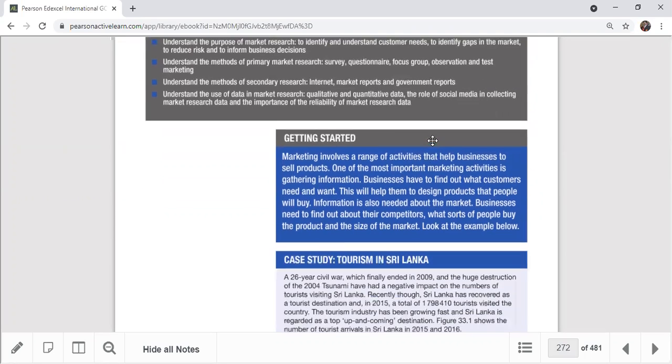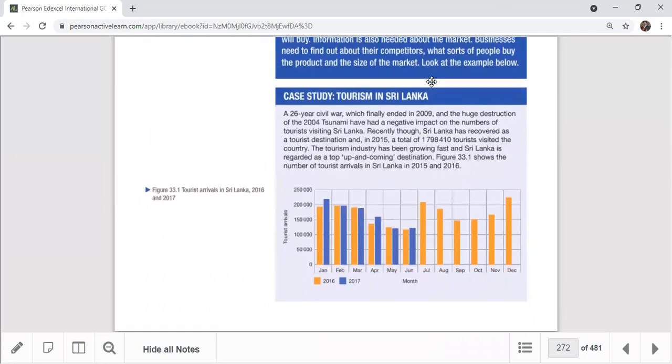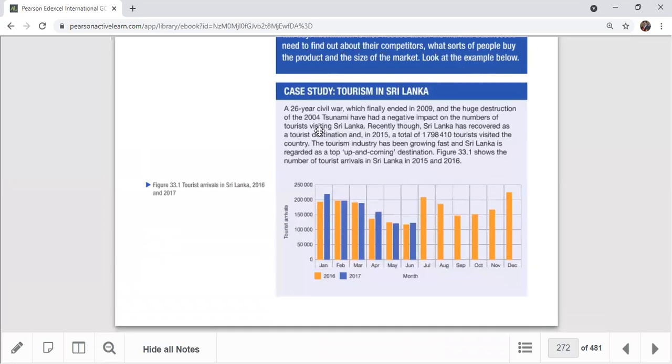First of all, we are entering into this with a case study, a Sri Lankan case study: tourism in Sri Lanka. You can see that after a 26-year civil war, which finally ended in 2009, and the huge destruction of the 2004 tsunami, there was a negative impact on the number of tourists visiting Sri Lanka.